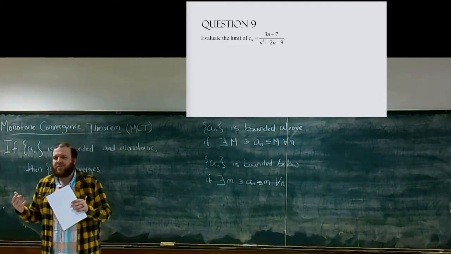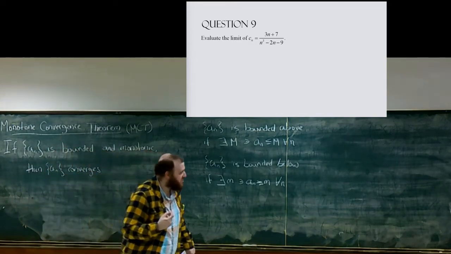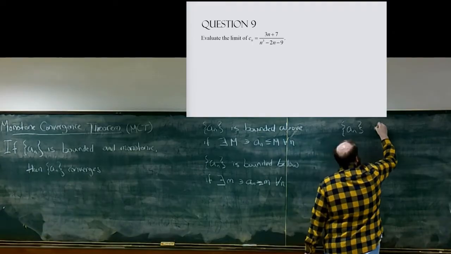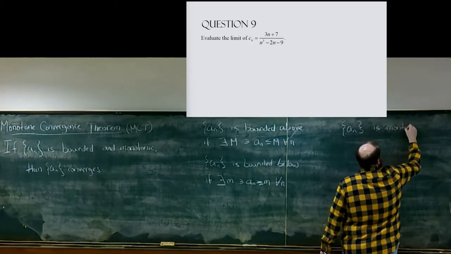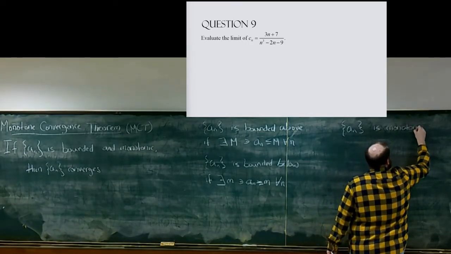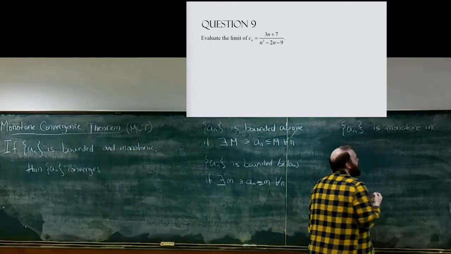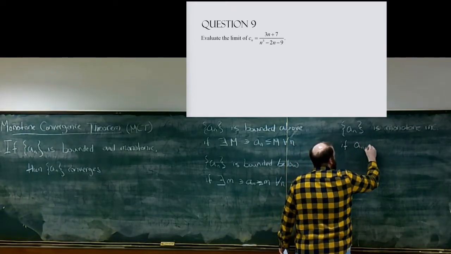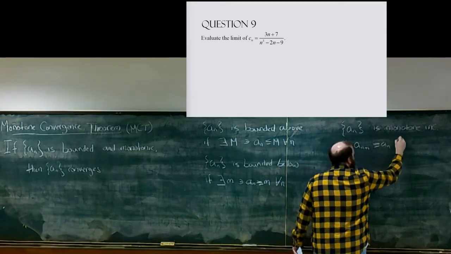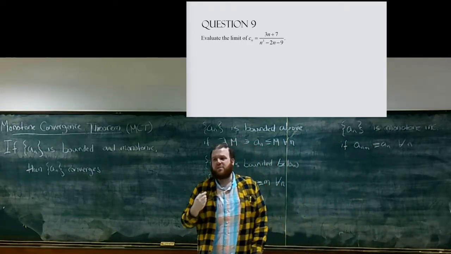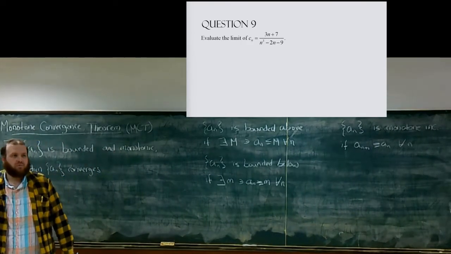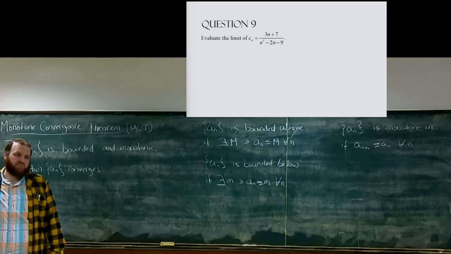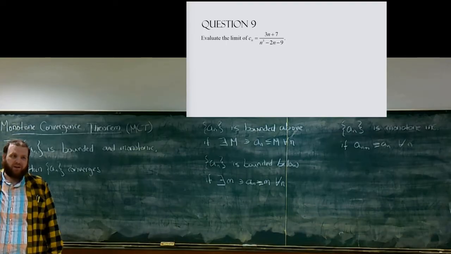What do we mean by monotonic? There's two things. We say that the sequence is monotone increasing if a sub n plus 1 is greater than or equal to a sub n for all n. Right? So each successive term is at least as large as the previous. That's what it means to be monotone increasing.